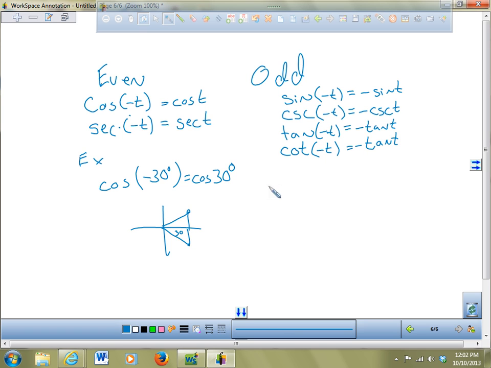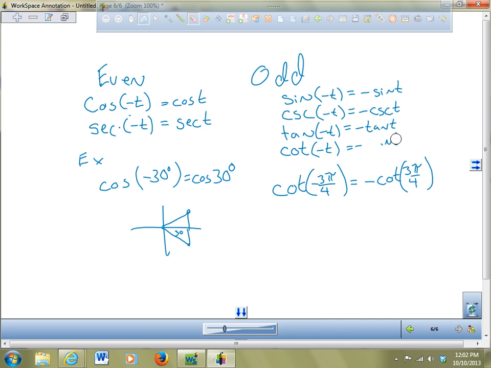So if they said something, let's do a tricky one. Find the cotangent. I'm confused. Why is the cotangent of negative t equal to negative tangent of t? I'll show you. So if, for example, I did cotangent of negative 3 pi over 4, that's equal to negative cotangent of 3 pi over 4. Did you write it wrong? Oh, sorry. Yes, I was confused why you were confused. Sorry. Negative cotangent of t.